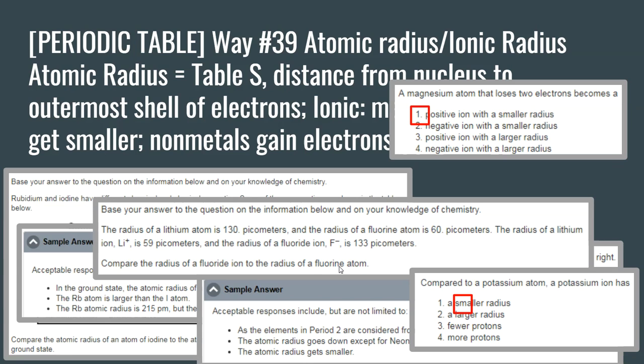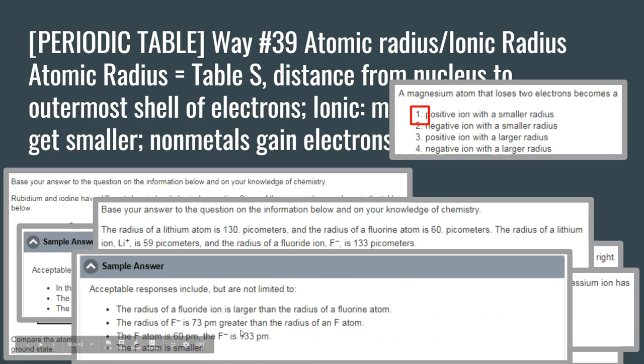If you look up the fluorine atom, you'll find that the fluorine atom is 60 picometers, and it already tells you that the fluoride ion is 133, so you can just merely state the values. You could also state that the radius of the fluoride ion will be larger than the radius of a neutral fluorine atom because it's gaining electrons. You could have also said that the radius of fluoride is 73 picometers greater than the radius of the fluorine atom. Here it's just taking the difference. Or you could just simply state that the neutral F atom is going to be smaller.